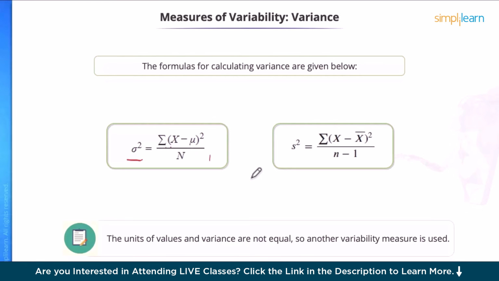This representation is for population data. For sample data, variance can be computed as the summation over x minus x bar, whole squared, divided by n minus 1. Here x bar is the mean of the sample data, and n is the sample size. The units of values and variance are not equal, so another variability measure is used.